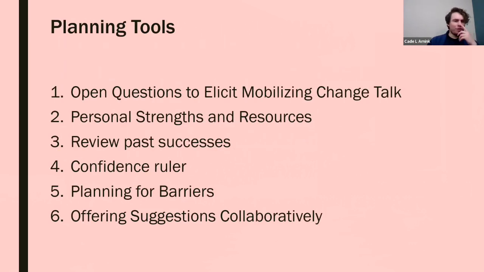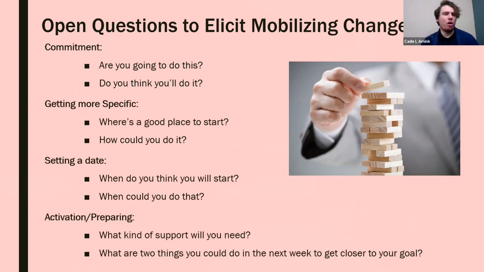And so some tools we can use to do that. We can use our open-ended questions, personal strengths and resources. We can review past successes. The confidence ruler, I mentioned before, this is a great time to use that. And then also planning for barriers and offering collaborative suggestions. And so here's what some of these open questions to elicit mobilizing change talk might look like.